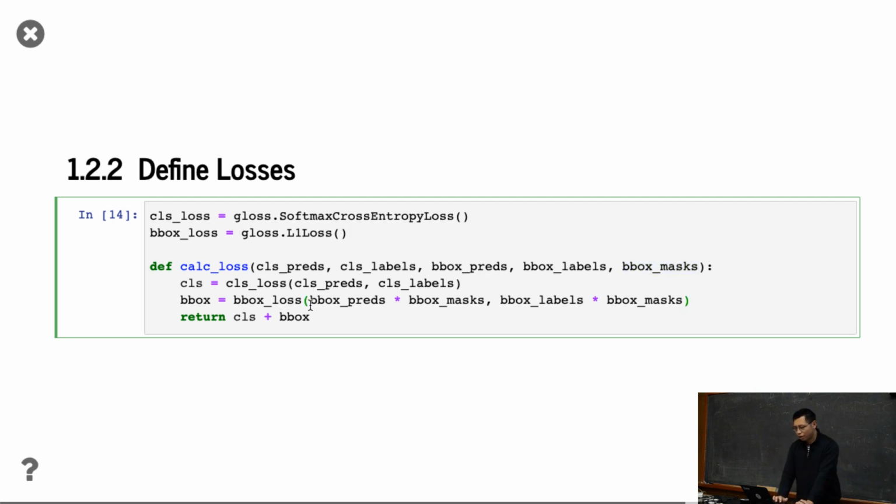So we first take the prediction times the mask, to get the bounding boxes of all these anchors, and also the labels times the mask, and compute the L1 loss. So this is the bounding box prediction loss. Then we return it, and just for simplicity, we add the class prediction loss plus the bounding box prediction loss. Normally you may have a weight here, but for simplicity we just add them equally.